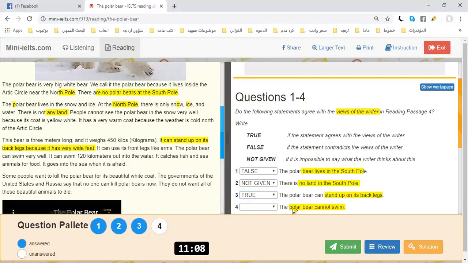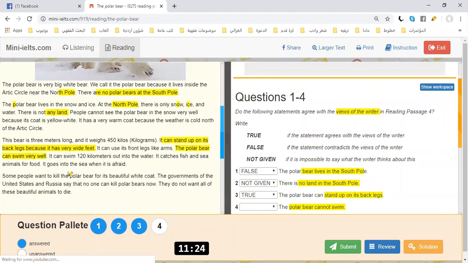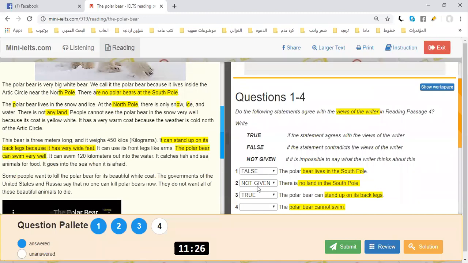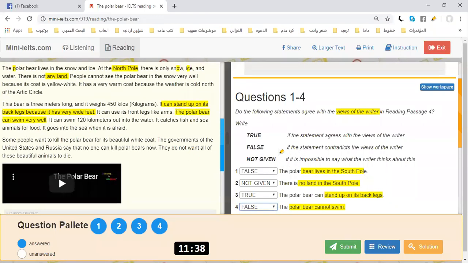And finally, the polar bear cannot swim. Actually, it can use its front legs. The polar bear can swim very well. So the information contradicts, or the writer's views contradict, what is stated in the question. So the answer should be false. Okay, guys? So this is how we do true, false, not given questions.